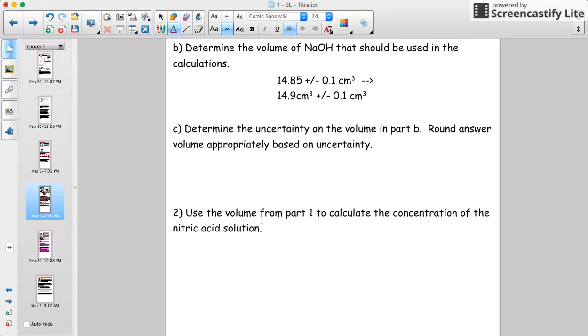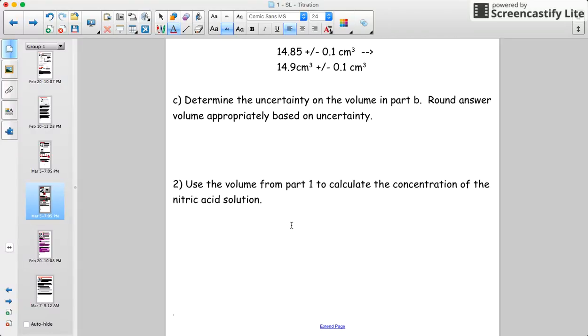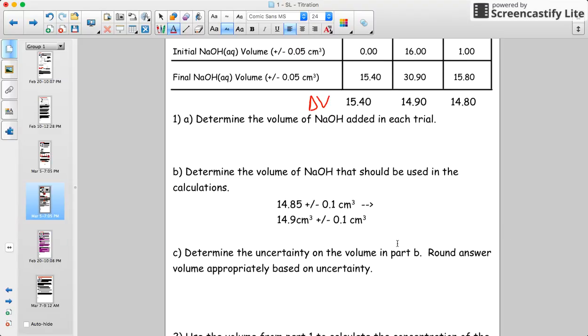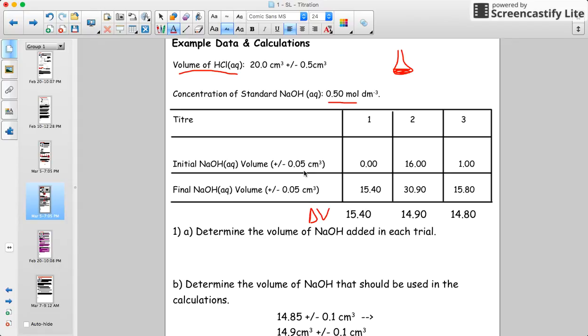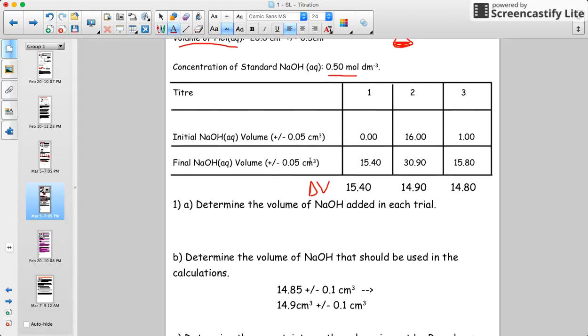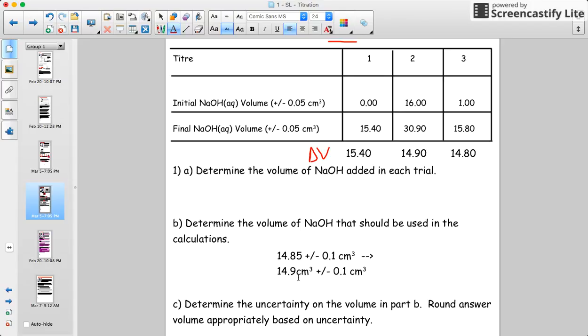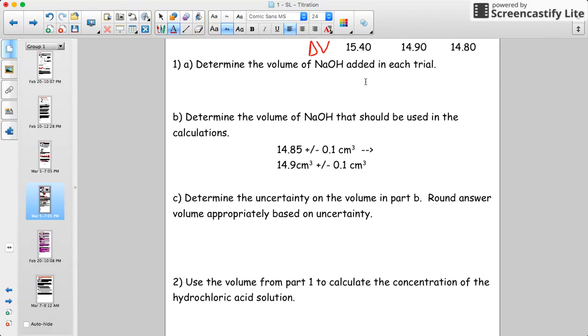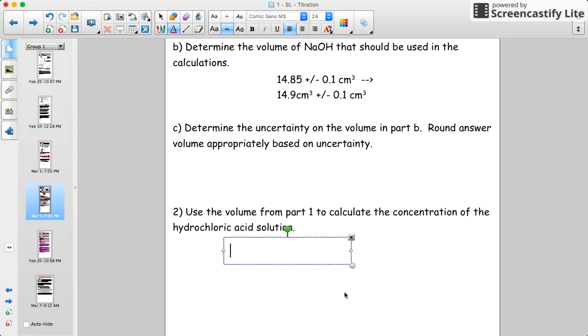Okay, so use the volume from part 1 to calculate the concentration of nitric acid. This should say hydrochloric acid. Okay, so if we think about it, what do we know about NaOH? We know that we added 14.9 cm cubed, that's our volume, and we know that the concentration is 0.5 moles per dm cubed. So the first step is to figure out the moles of the NaOH that we added.